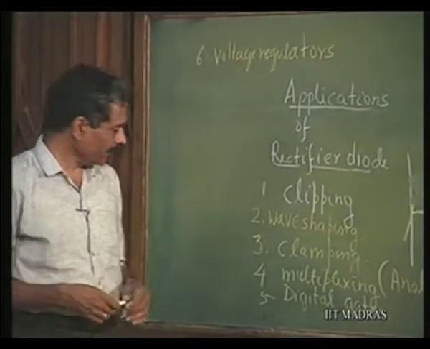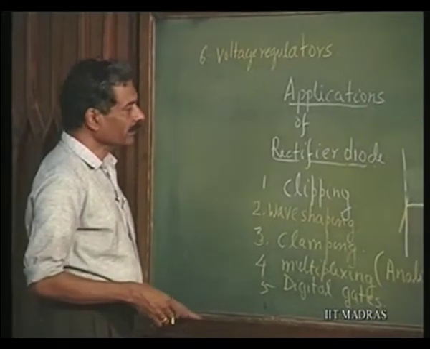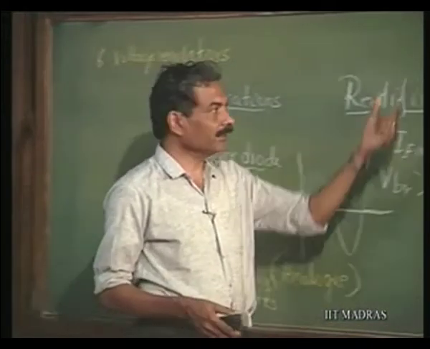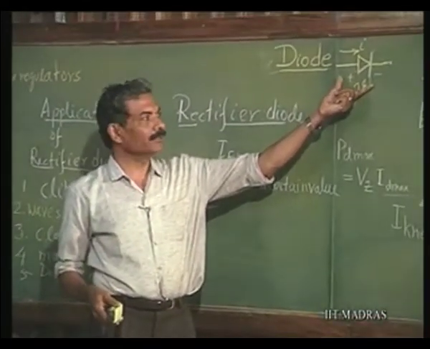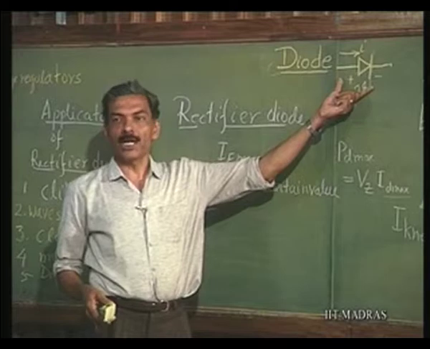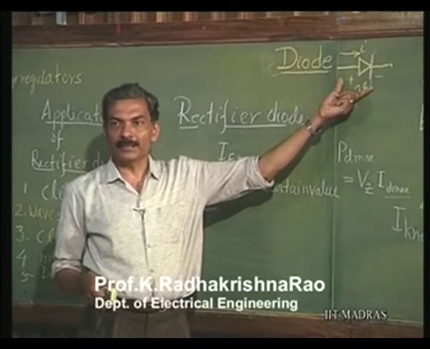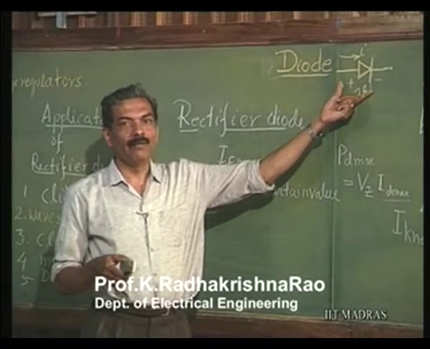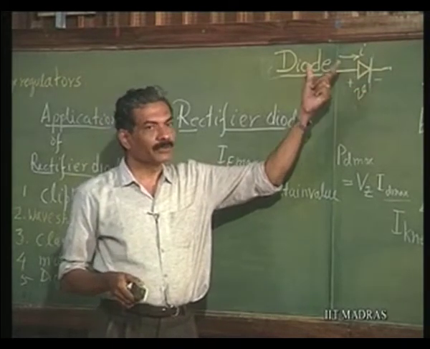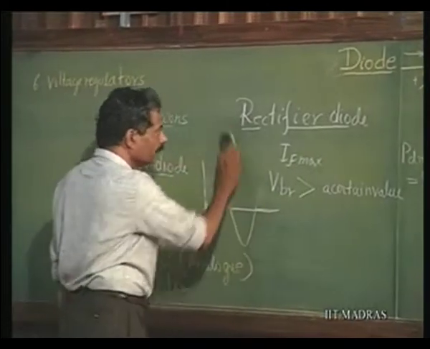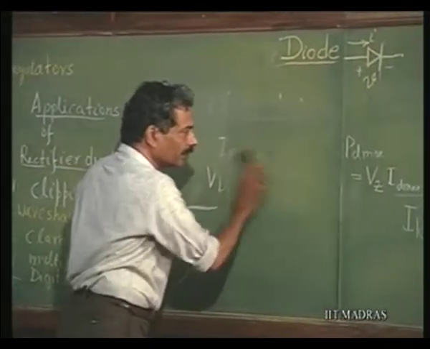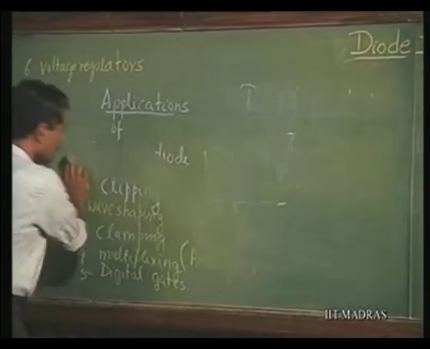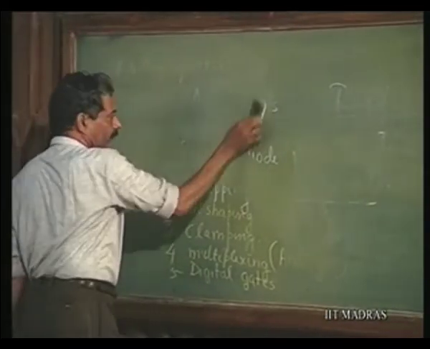In order to understand these applications, let us consider the diode in its simplest form. This is always best, that the diode is equivalent to a short circuit when I is greater than 0 and is an open circuit when V is less than 0, must be remembered at all times. If that is remembered, then we can understand this application of diode very easily without any problem whatsoever.